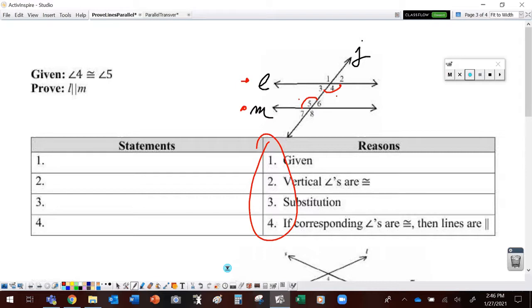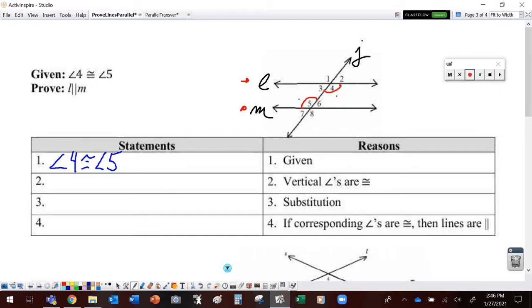But we do know this. We always have to start with the given information. So we're going to start with angle 4 is congruent to angle 5. We have to start there. The next thing that they want to talk about are vertical angles. Well, vertical angles are going to be congruent. There's a lot of pairs of vertical angles here.